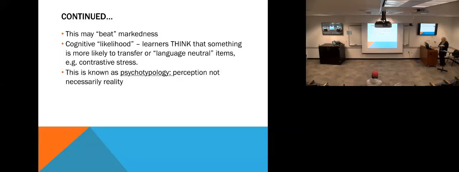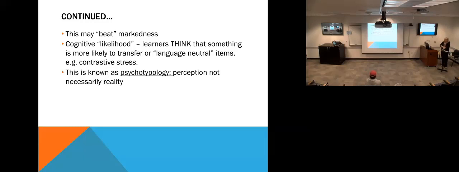Okay, another one is cognitive likelihood. And this is basically features that learners think are language neutral. Okay, in other words, they think every language has to do this, right? Because this is something that you want to do. So all languages must do this. Okay.